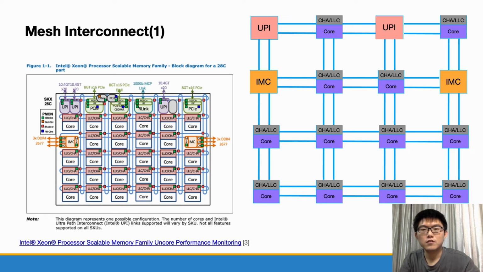The picture on the left is an Intel 28-core Skylake SP CPU chip. There are many types of tiles, like core, UPI, PCIe, and IMC. All the tiles are connected by a mesh network. Our experiment platform is similar. However, 4 tiles are disabled. The picture on the right is my simplified mesh network, and I will introduce our work based on this picture.